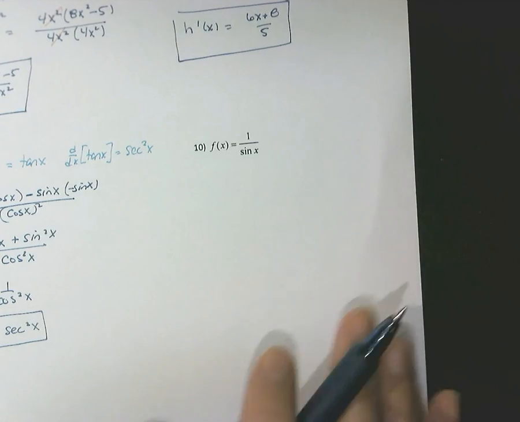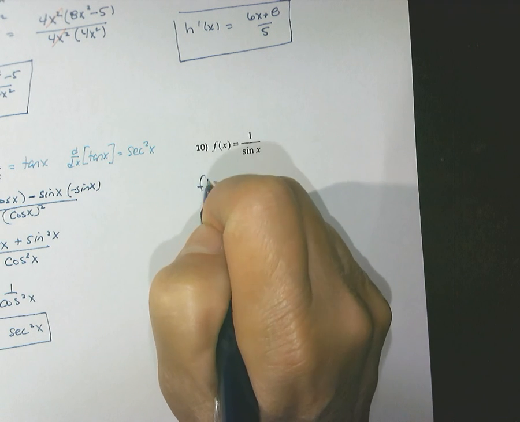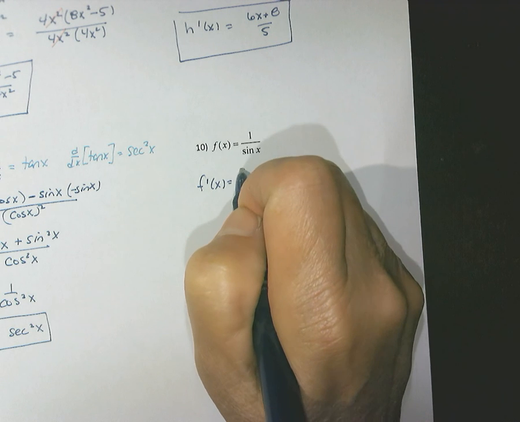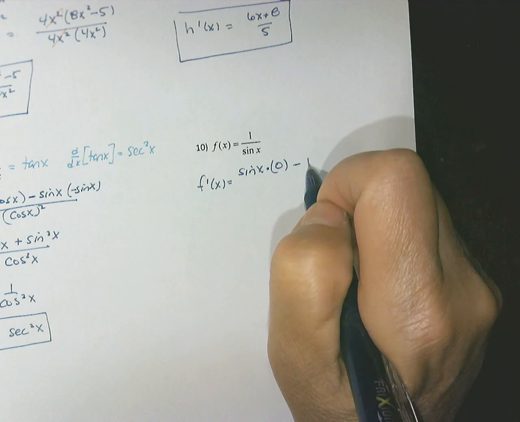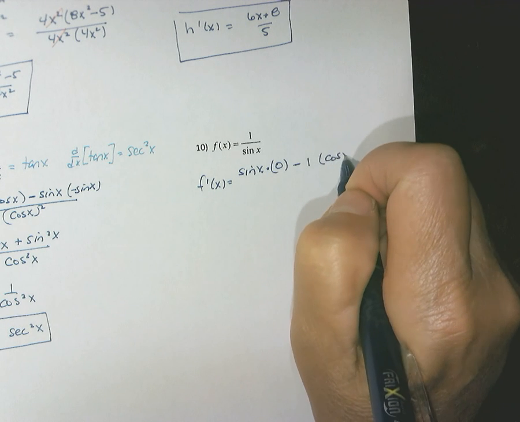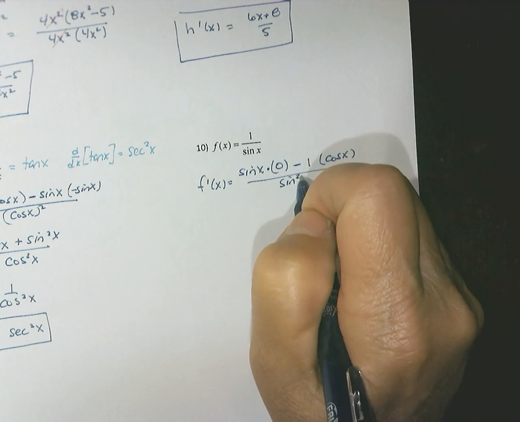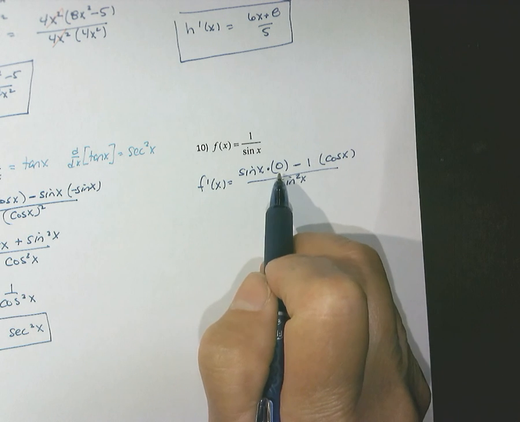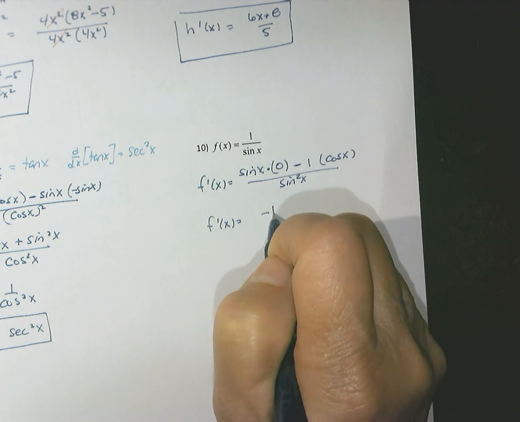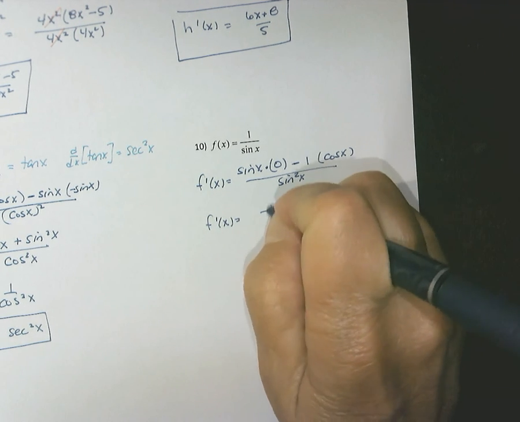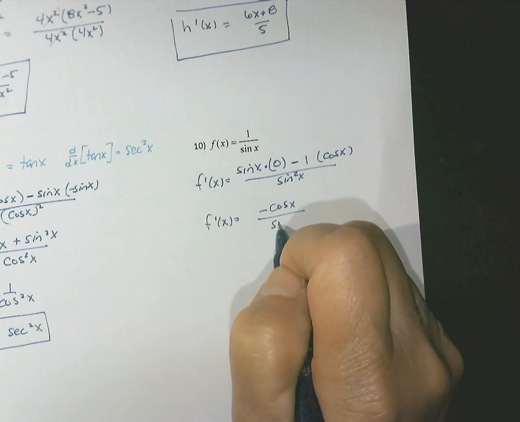I have f of x equals 1 over sine x. So f prime of x, if I use the quotient rule: low d high minus high d low over low squared. Sine x times 0 is 0. So minus 1 cosine x. So f prime of x equals minus 1 cosine x. Actually, I don't need to write the 1. Over sine squared x.